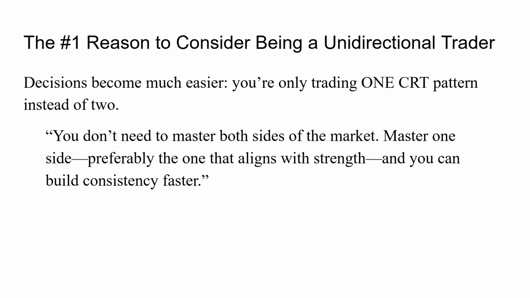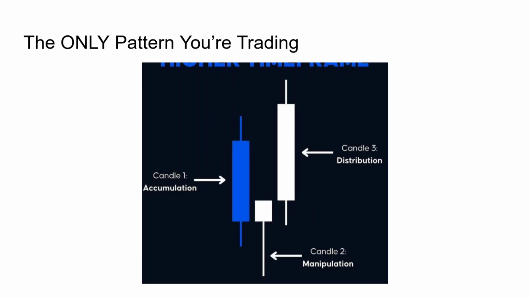So, the number one reason to consider being a unidirectional trader is that this is much easier. You're only trading one candle range theory pattern instead of two. Instead of going long and short, just go long. So you don't need to master both sides of the market. You just pick one, going long, and preferably ones that align with strength, and then you can build consistency faster.